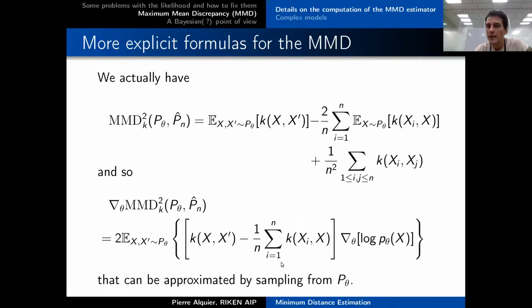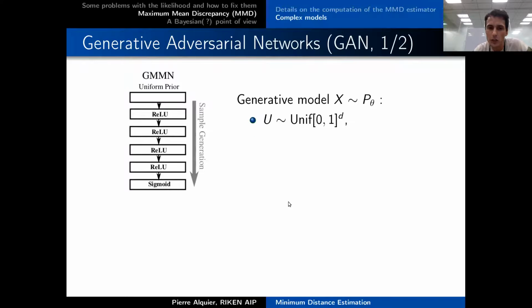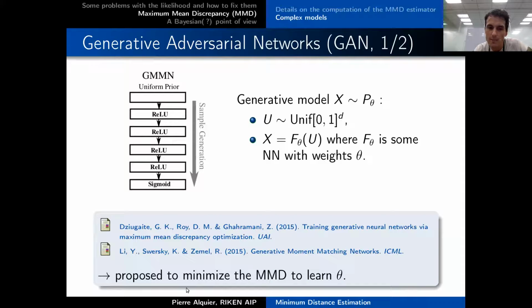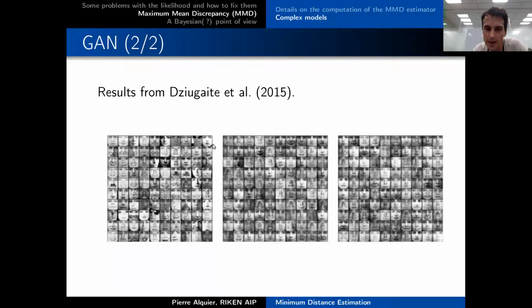In this case, you don't have a formula because you don't know the p theta density, but using automatic differentiation tools, two papers were able to minimize the MMD to learn theta and to produce what was probably good at that time. It's already 7 years ago. So now there's a huge improvement, of course, on generative networks.